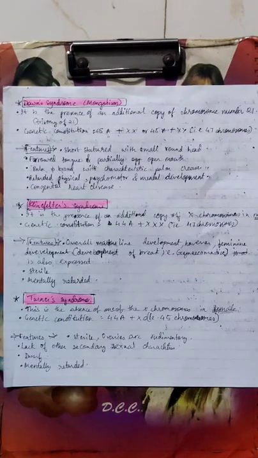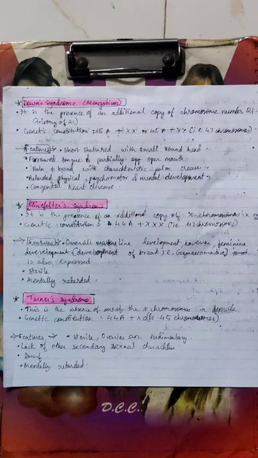Now we'll see Down syndrome, Mongolism. It is the presence of an additional copy of chromosome number 21, that is the trisomy of 21. Genetic constitution is 45A plus XX or 45A plus XY, that is 47 chromosomes.